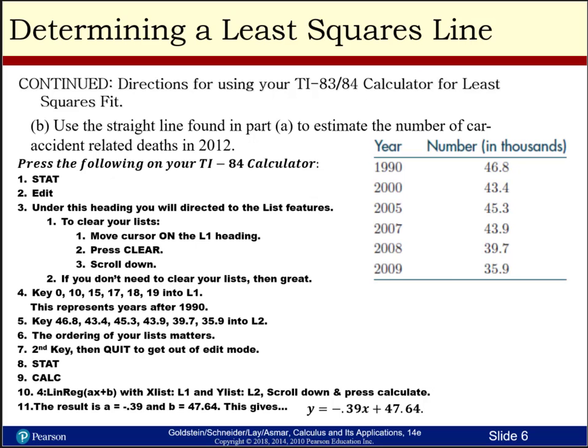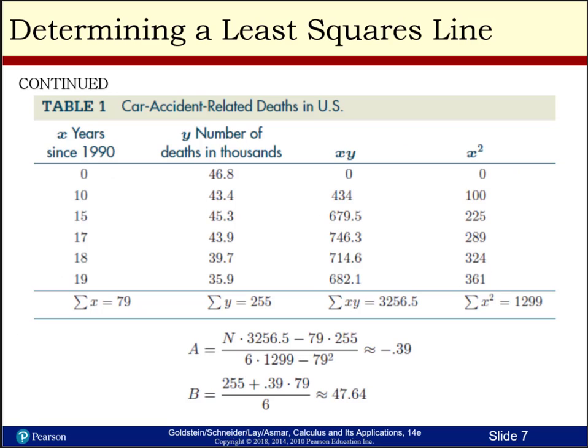This gives y equals negative 0.39x plus 47.64. Now, if we are doing a least squares fit by hand, you've got to do all this number crunching. What you'll notice in the first column, you add up all of those x's and you'll get 79. The next column, you add all of that up. That's the sum of your y's. That's 255. Then you'll multiply x times y, and you'll add all of those up.